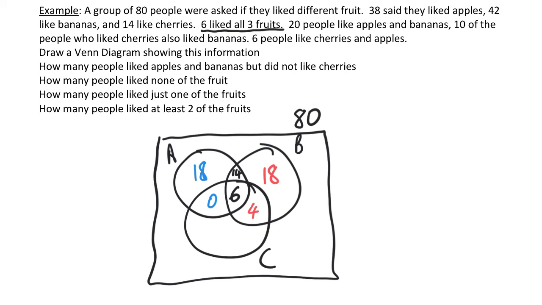And 14 like cherries. So in the cherry circle there should be 14. We've got 10 already, which means there must be another 4 needed in the circle.